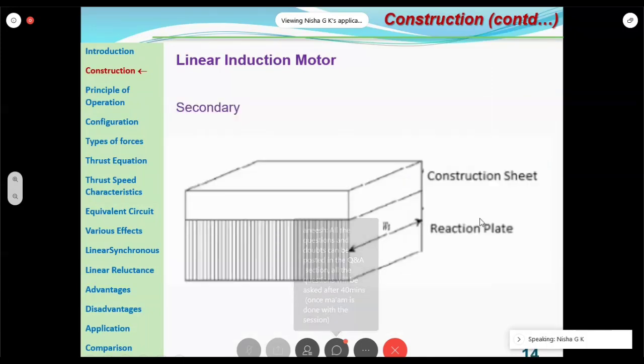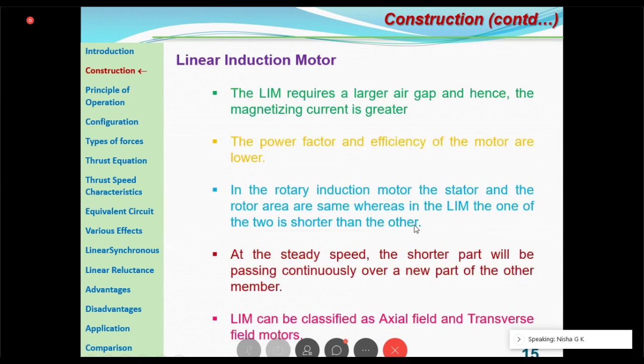Okay. And the secondary means you have a construction sheet and a reaction plate, that's the secondary. So the linear induction motor has a larger air gap. Normally in the case of an induction motor, you have a 2 mm air gap, but in the case of a linear induction motor, you have a 5 centimeter air gap for traction purposes. Since it has a larger air gap, you will have a large magnetizing current, that will automatically reduce the power factor and efficiency of the motor.